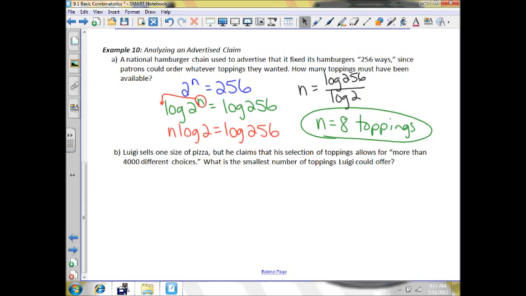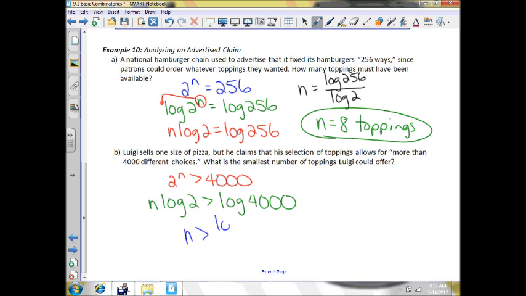Now, if we look at letter B here, Luigi sells one size of pizza, but he claims that his selection of toppings allows for more than 4,000 different choices. What's the smallest number of toppings Luigi could offer? So what we're going to have then, it says more than 4,000 different choices. That means 2 to the n has to be greater than 4,000. Again, we're going to do a lot of the mathematics here. So n log of 2 is greater than log of 4,000. That means n has to be greater than the log of 4,000 divided by the log of 2.